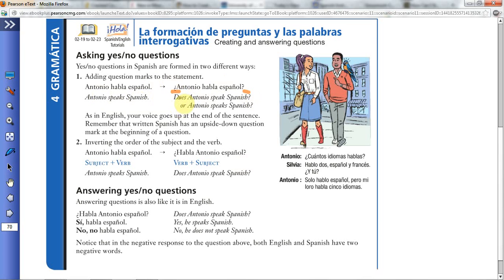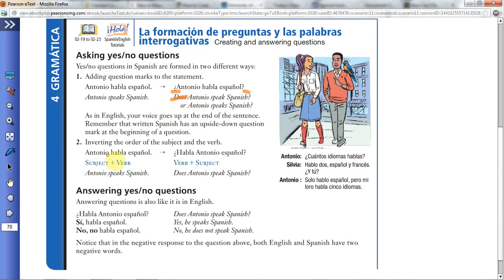Notice that in Spanish we don't have anything that means does or do. We don't have anything that means either of those words, or that should be translated as such into Spanish. Okay? So we don't have any extra helping word here.